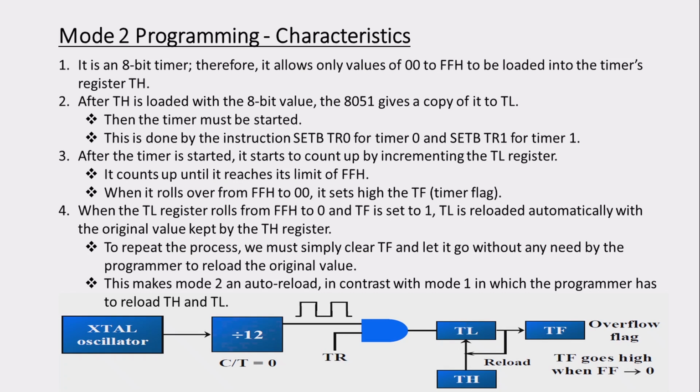In mode 1, what we were doing is, once the TF flag is raised, we need to stop the timer, then clear my TF flag, and then again go back to loading the values into TH and then TL. Since the value is safe here in my TH register, the 8051 will take that value back into the TL register. Hence we call this programming an auto reload program. So there is no need to reload the values.